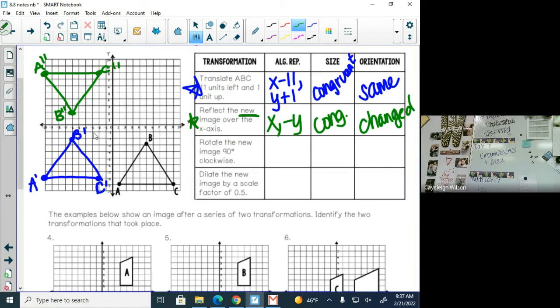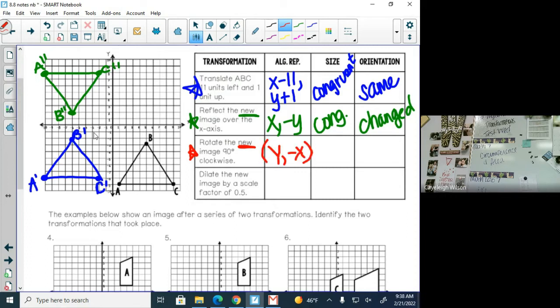A triple prime. All right. The third one says to rotate the new image 90 degrees clockwise. So what does it say on your squares about rotating something 90 degrees clockwise? What happens? They switch, and x becomes negative.